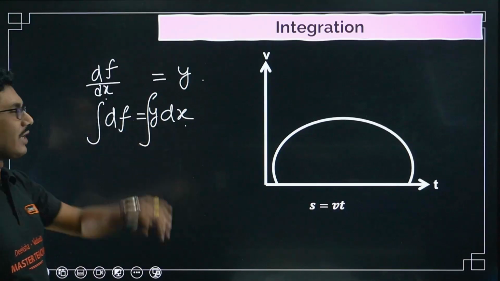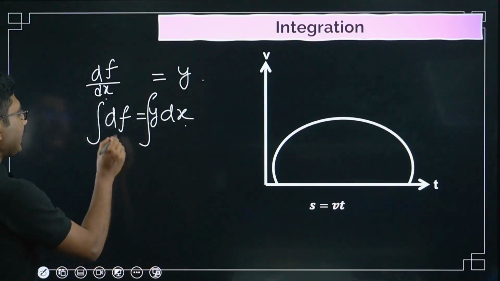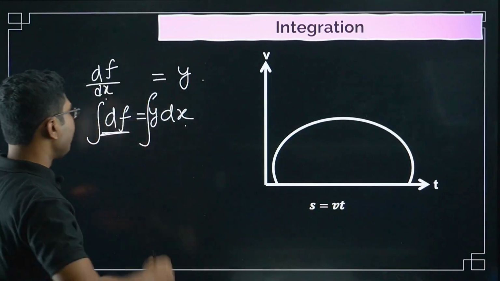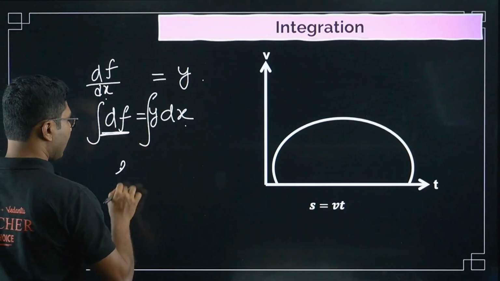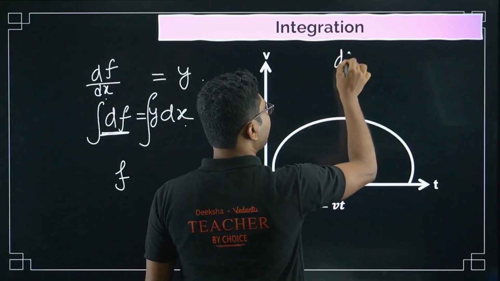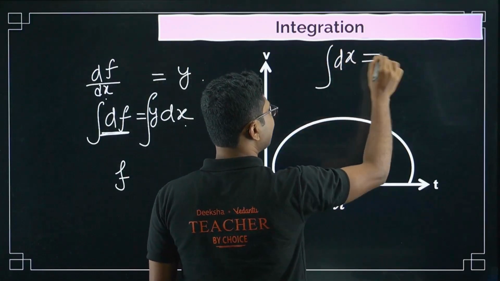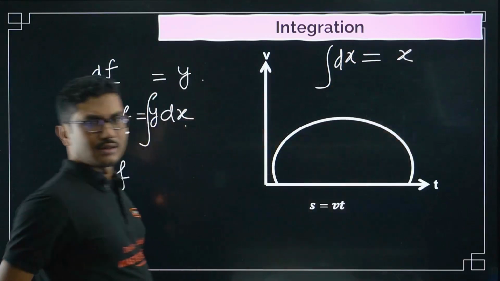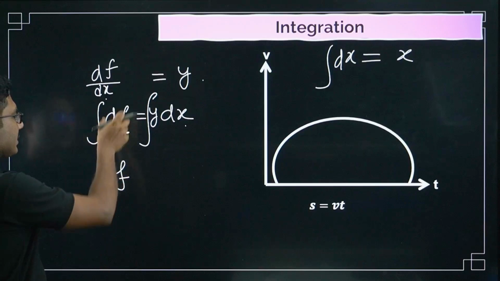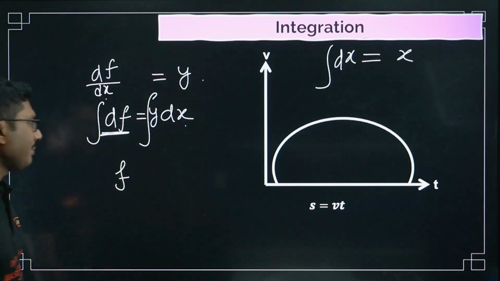So this is how you write integration. Now if you integrate normally anything df, what will you get? If you integrate this side, you will get f. Basically, integration of any quantity like this gives you that quantity back. This is called a differential. You just differentiate it, you will get the function back.